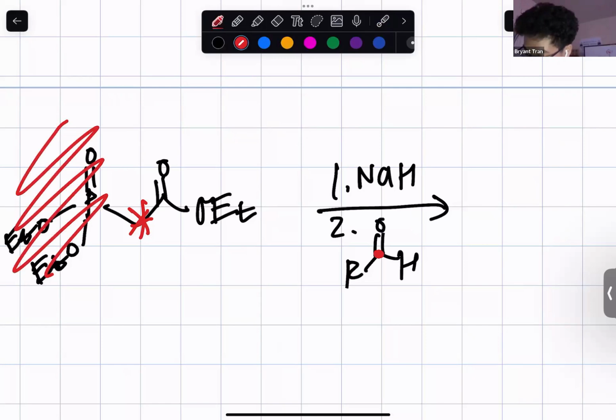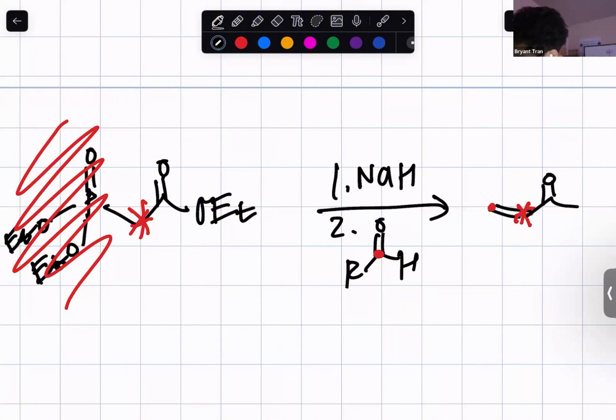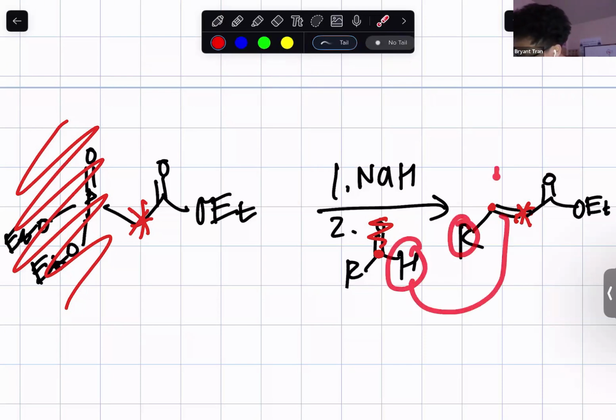Get rid of this leaving group because that's not going to be there in the product. Make a double bond between the star and dot. So draw that right away. Star there, dot there. The star is attached to this ester. And then the dot will no longer have the carbonyl, but it will still have the hydrogen and the R group. We can leave that hydrogen invisible, but we have to draw that R group out.